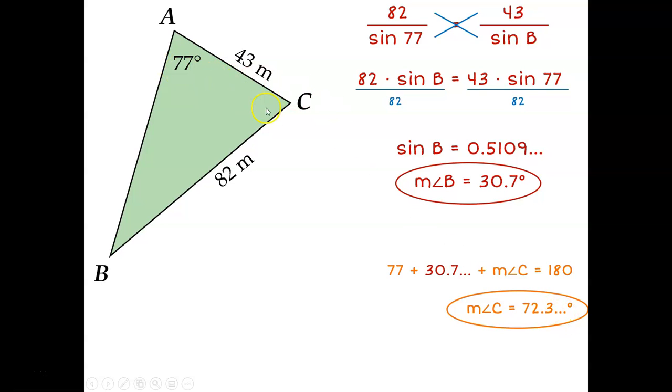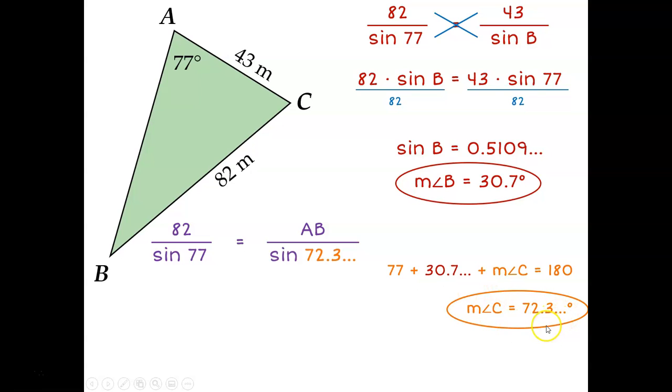So I now know all three of my angle measurements, but I'm still missing one of my side lengths. So let's use the law of sines to figure that out. I'll write the same ratio to get started as I did on the first part of this problem, 82 over sine of 77. But this time I'll set it equal to the length of AB over the sine of 72.3. And again, it has that dot, dot, dot.